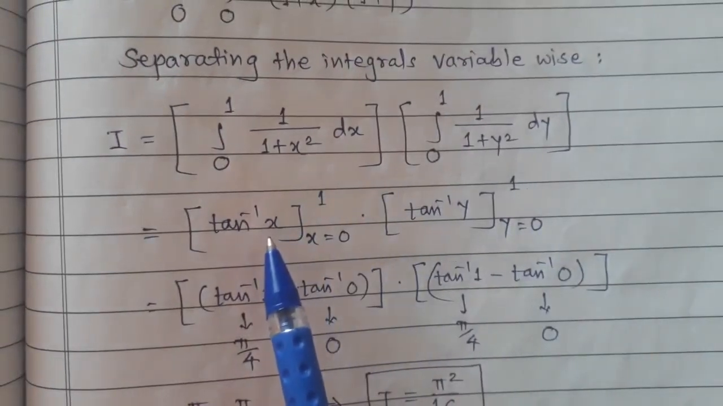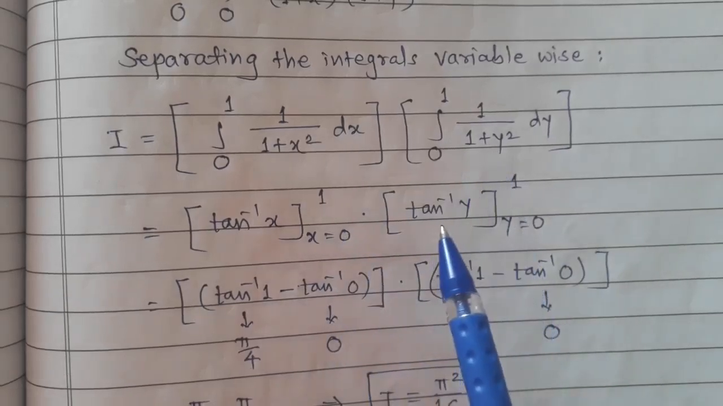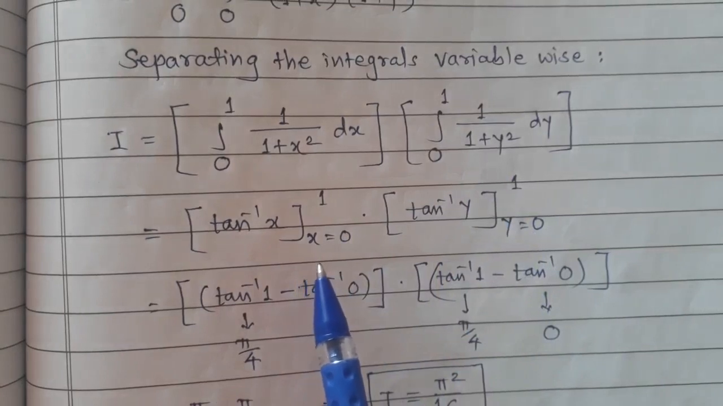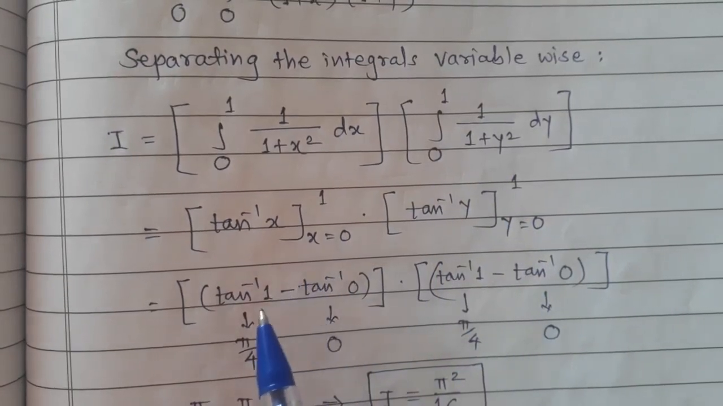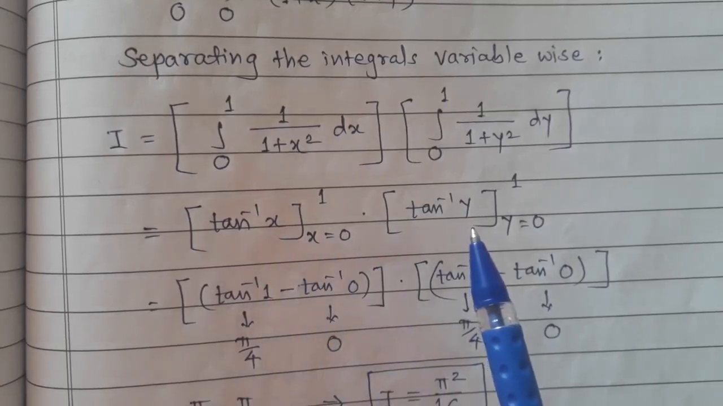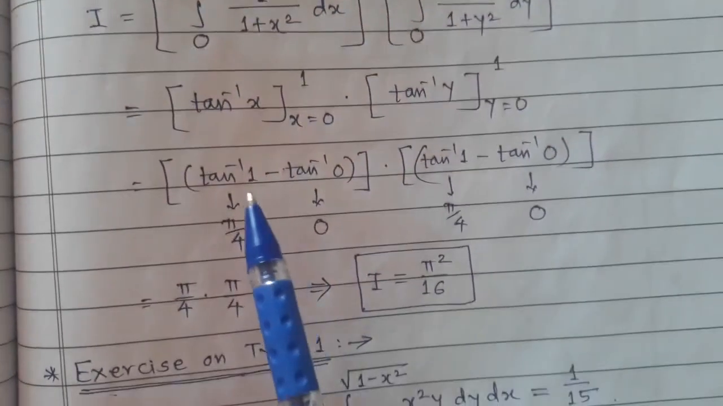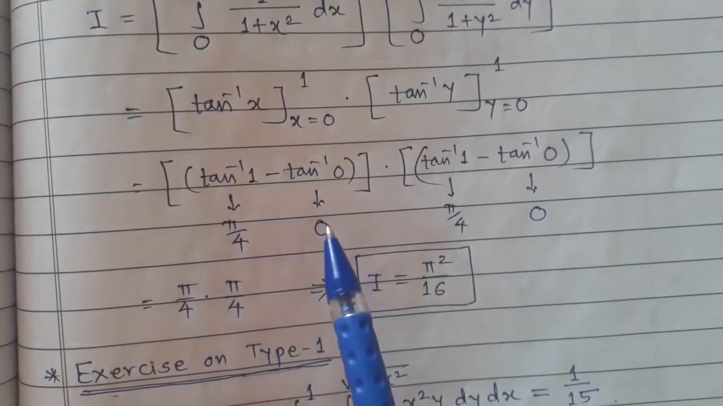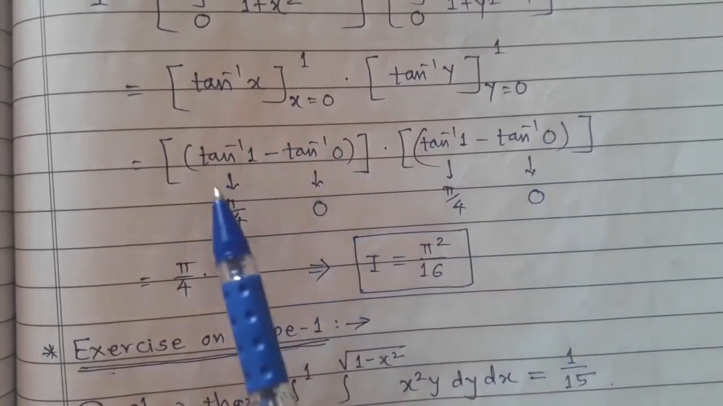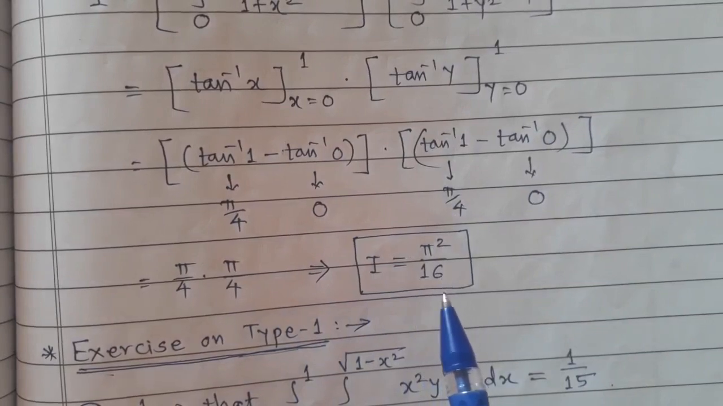So we got tan inverse of x running from 0 to 1, and here it is tan inverse of y running from 0 to 1. By substituting upper limit value minus lower limit value, it is tan inverse of 1 minus tan inverse of 0. Similarly here, by putting the limits for y, it is also tan inverse of 1 minus tan inverse of 0. But tan inverse of 1 is pi by 4, tan inverse of 0 is 0. Similarly here, substituting the values, it is just pi by 4 multiplied by pi by 4, and ultimately the answer is pi square by 16.